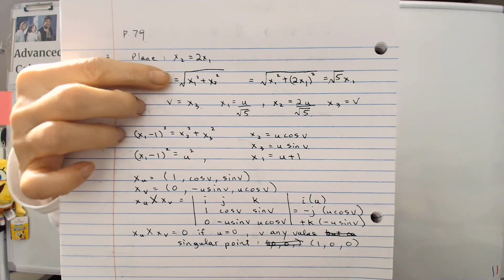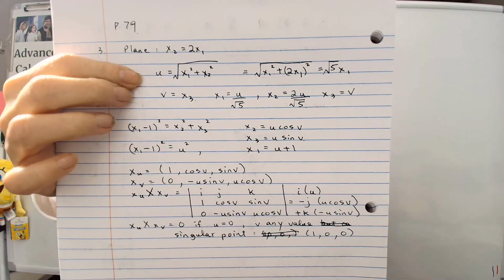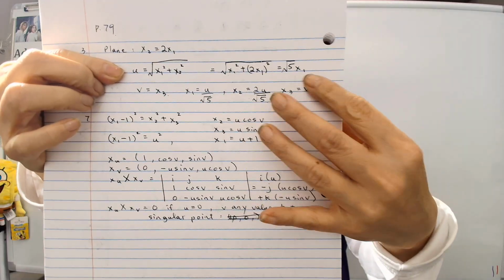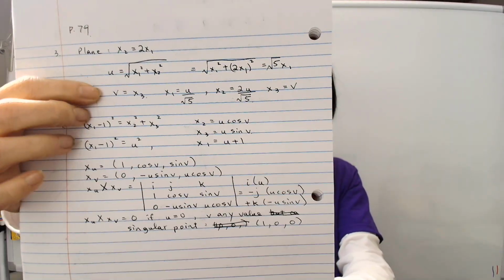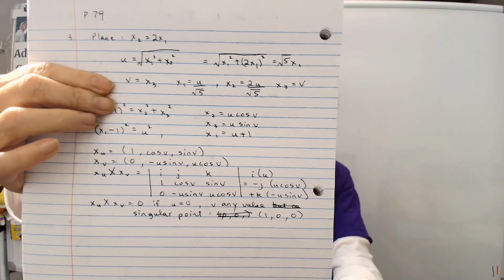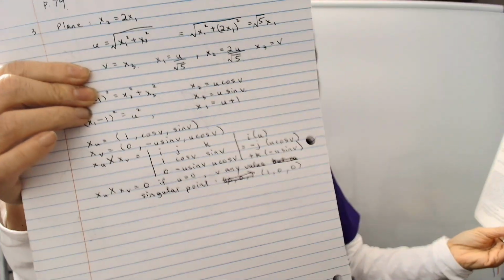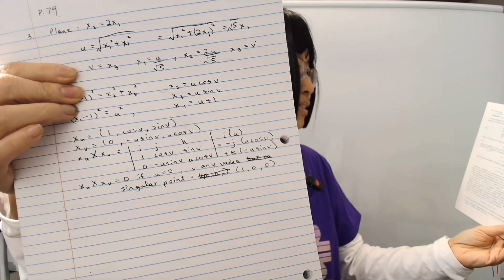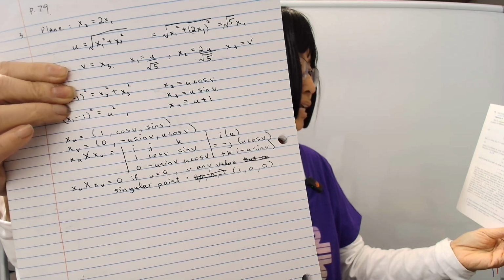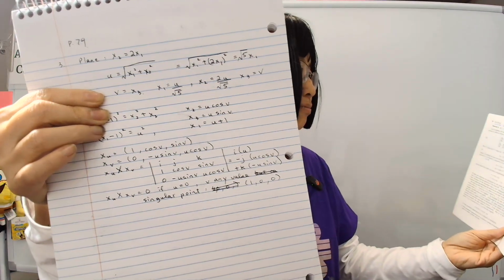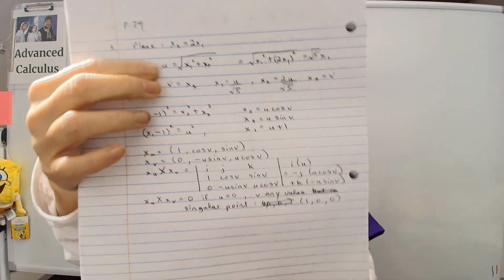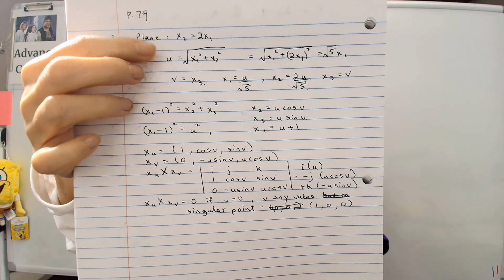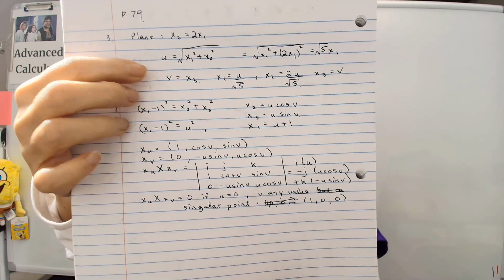So u equals the square root of the sum of squares. If you plug this in, x2 is actually 2x1, then you end up with the square root of 5 times x1. In the meantime, v is just x3. The first one is the algebraic distance to the x3 axis, the distance to the z axis, and the other one is the distance to the x1, x2 plane, which is just x3.